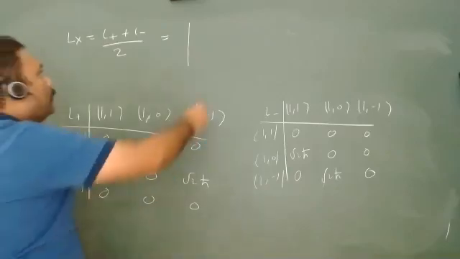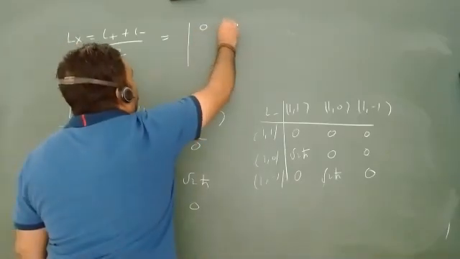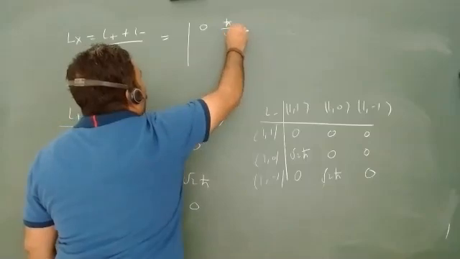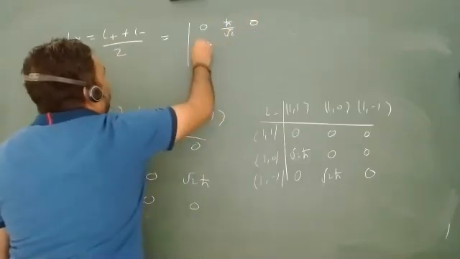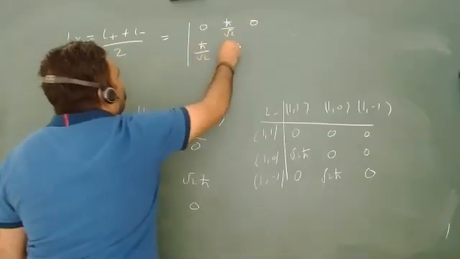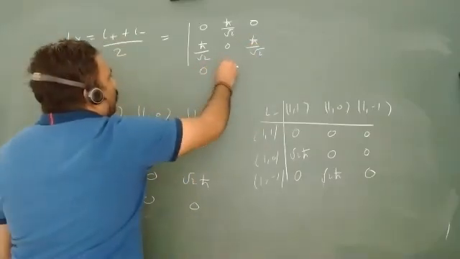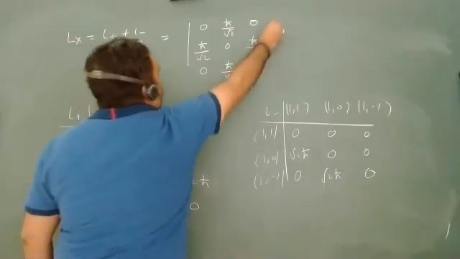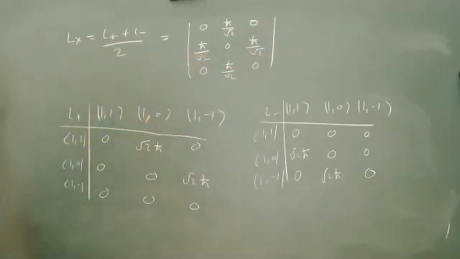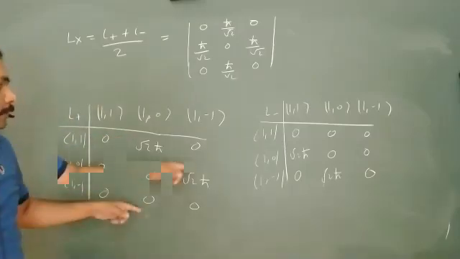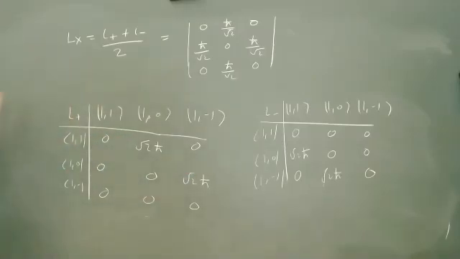And what will be this matrix? This matrix is 0, h cut upon root 2, 0, h cut upon root 2, 0, h cut upon root 2, 0, h cut upon root 2, 0. This is your Lx operator, because 2 is there, so 1 by root 2 will always be there. And this matrix is Hermitian.